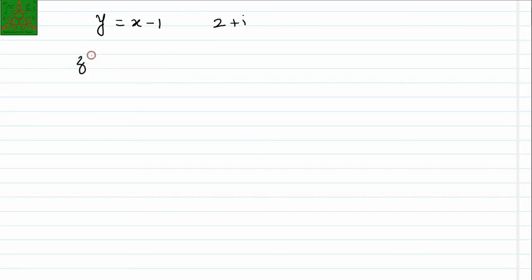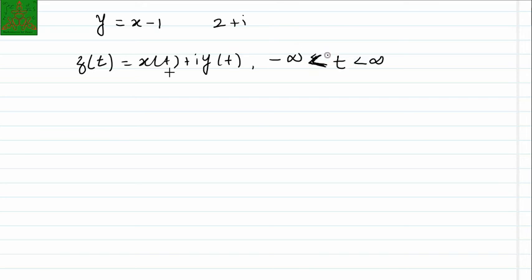So what is your z of t? Z of t is x of t plus i y of t, as per the definition, and I am taking t from minus infinity to plus infinity. If x of t is t, then y of t according to that is t minus 1. Now what is z dash of t? Z dash of t is 1 plus i into 1.